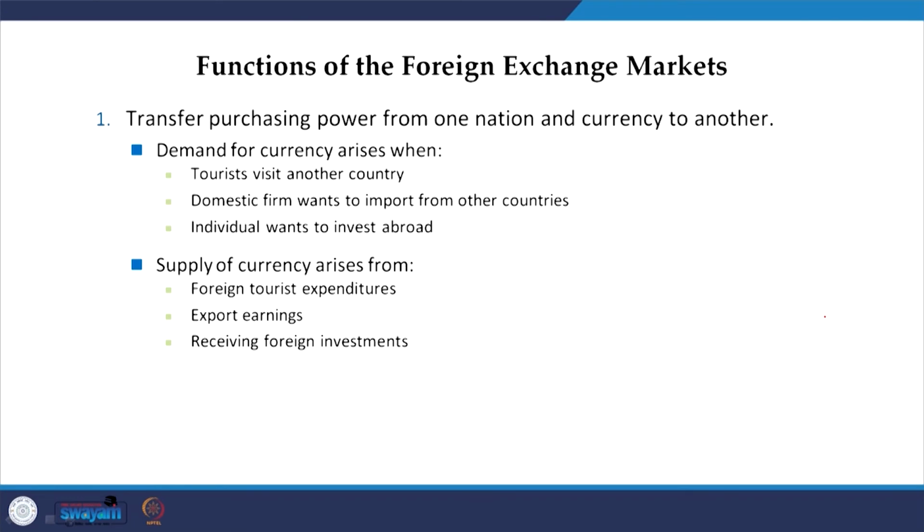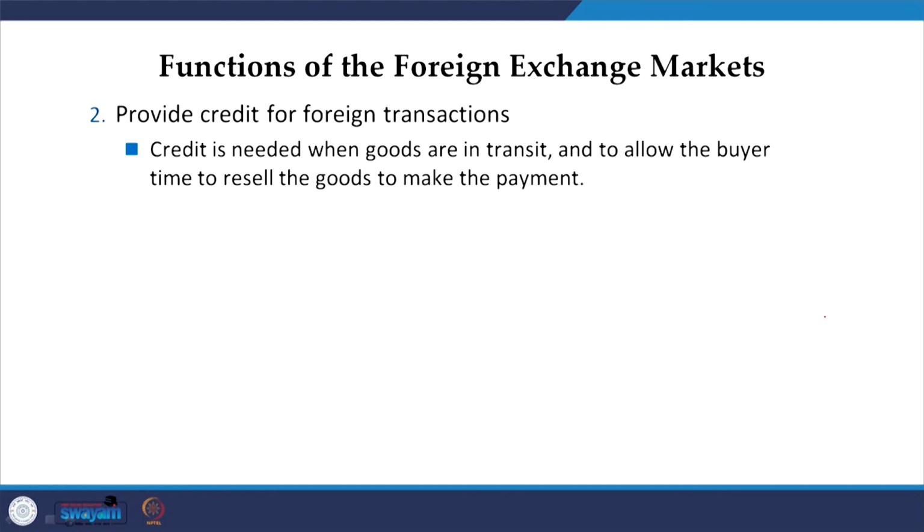Now, we will discuss these things in detail in the next class, but still, regarding the functions of the foreign exchange market. Basically, one aspect is the transfer of purchasing power from one nation's currency to another. It involves demand for currency when tourists visit another country, a domestic firm wants to import from other countries, and individuals want to invest abroad, whereas, just the reverse, supply of currency arises when foreign tourist expenditure increases and through export earnings or through receiving foreign investment.